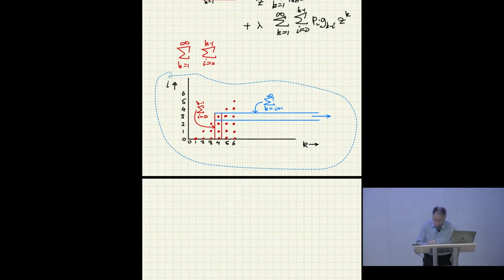That's a little better. So by running k from 1 to infinity, I'm going to cover all those red dots. I'm covering an infinite triangle.